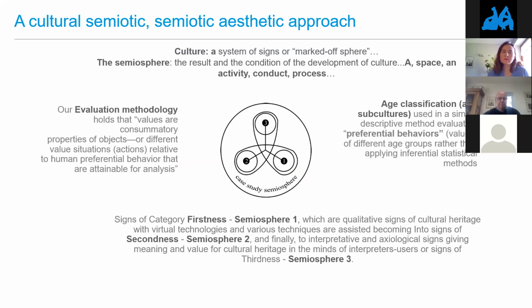Our analysis of the previously mentioned manifestations shows how cultural heritage consists of dynamically interpretive and axiological signs manifesting as follows with the assistance of virtual heritage. Based on the diagram of our conceptualized semiotic model, signs of category firstness, or signs in semiosphere one, which are qualitative signs of cultural heritage with virtual technologies and various design techniques. And finally, to become, as we said, interpretive and axiological signs, giving meanings to the minds of the interpreters, users of signs in the first semiosphere. Sorry for the repetition here.